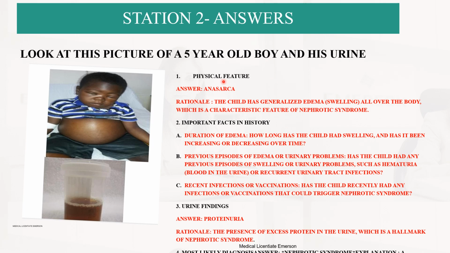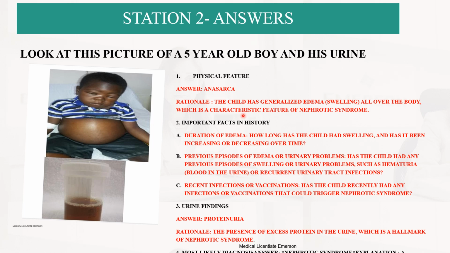Okay, so let's start with the physical feature we have seen. So this patient has an Anasarca. Why are we saying an Anasarca? The rationale is that the child has generalized edema, which is of course swelling all over the body. For instance, if you have seen, there is a facial edema, there is ascites here. And this generalized edema, we term as an Anasarca. So that's why we have said it the way it is.